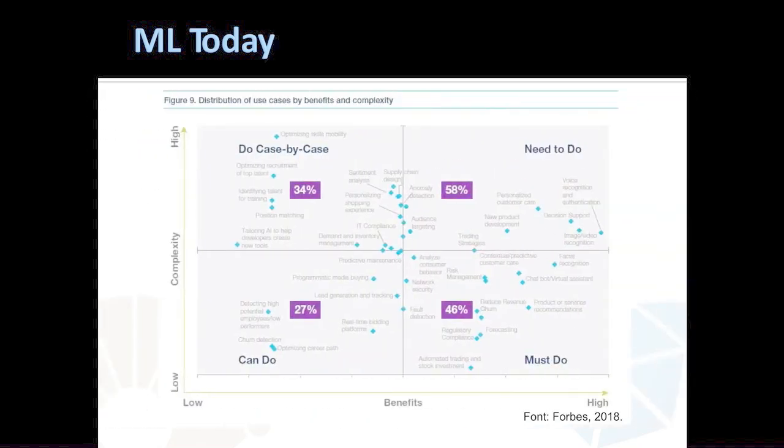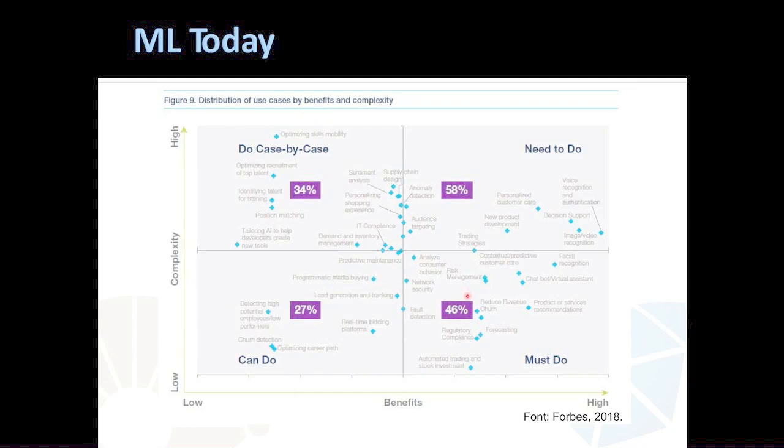In this graph, we can see the applications of machine learning in business. On one axis, we can see the benefits of these technologies to the companies, from low to high, and on the other axis, we can see the complexity of these developments from low to high. In the region with high benefits to companies and relatively low complexity, there are tasks like face recognition, chatbots and assistants, product recommendation based on consumer profile, risk management, analysis of consumer behavior, and so on.